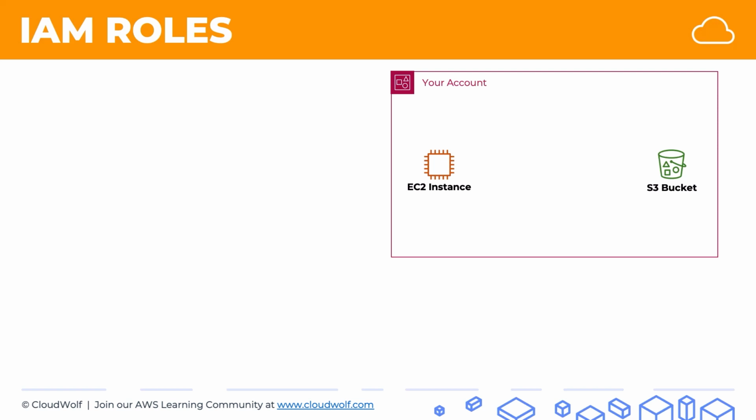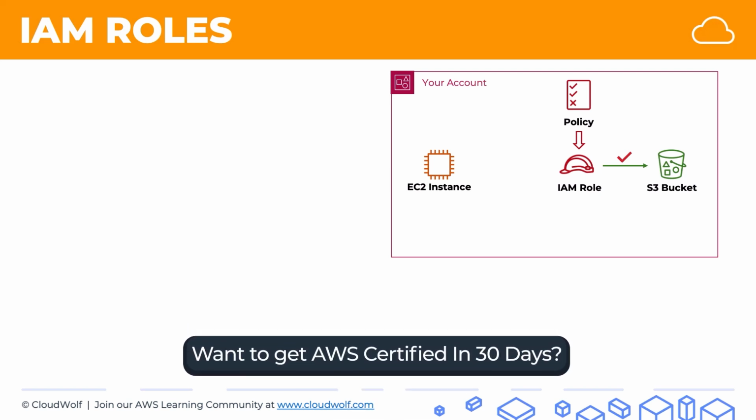And now you need this EC2 instance to be able to access this S3 bucket. For example, it might need to get some files from there for the operations that it's performing. Now, how do we accomplish this? Well, the correct way of doing this in AWS is to create an IAM role and attach a policy to that role. So you're not attaching the policy to the EC2 instance, you're attaching the policy which allows access to the S3 bucket. You're attaching that policy to the IAM role.